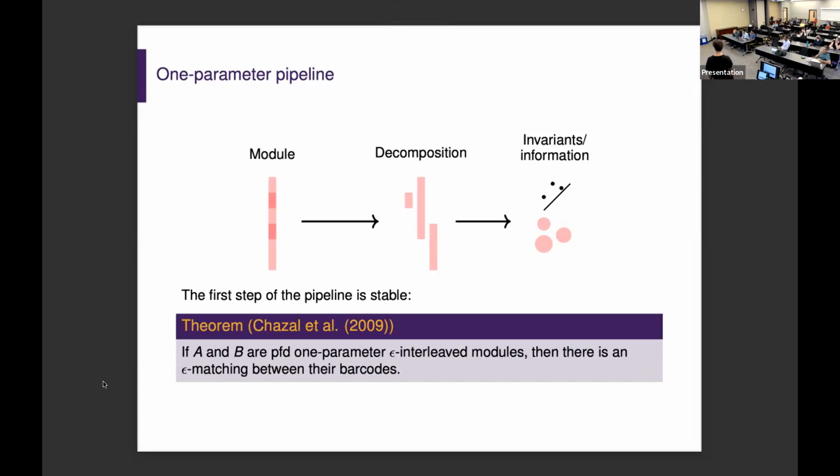I'm not going to define interleavings. Probably most of you know about them already, but essentially if A and B are epsilon-interleaved, then you can think of them as being similar up to some small epsilon. And in that case, we have an epsilon-matching between their barcodes.